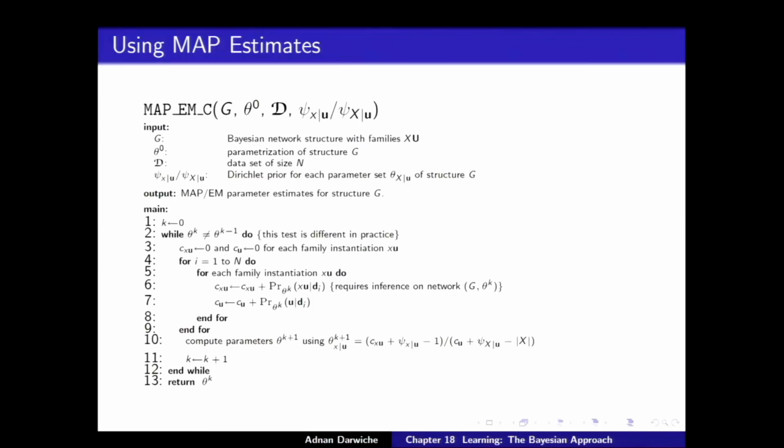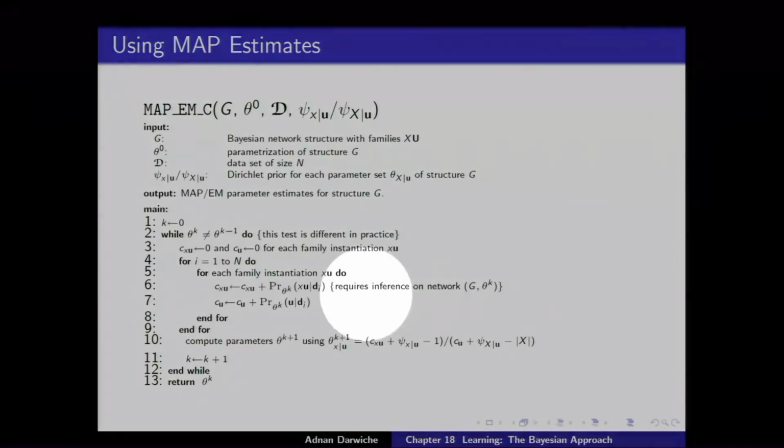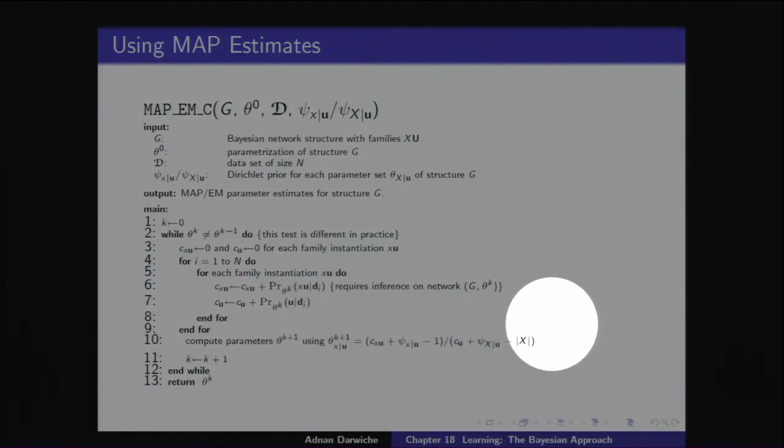Okay, and then you can see the pseudocode in your book. It almost parallels what we did for EM in chapter 17, with some of the equations being a little bit different, most notably this guy. Okay, same kind of inputs. You have the Bayes network, you have some initial parameter estimates, you have a data set, but now you have the prior Dirichlet. That's the new difference here.